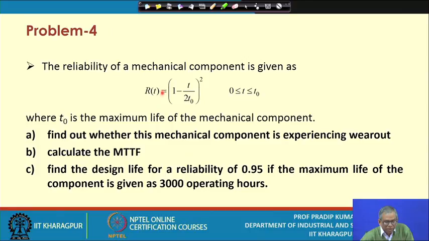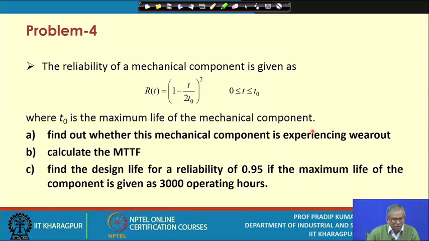So here, what is the expression for reliability? That is R(t) equals (1 minus t upon 2 T0) whole squared. The whole expression is squared. And the maximum value of t is T0. This is the condition, where T0 is the maximum life of the mechanical component.